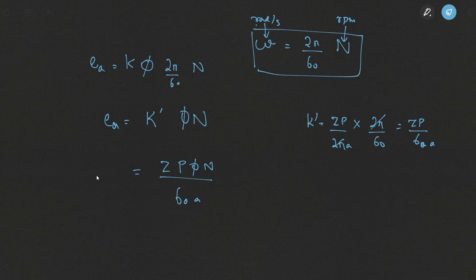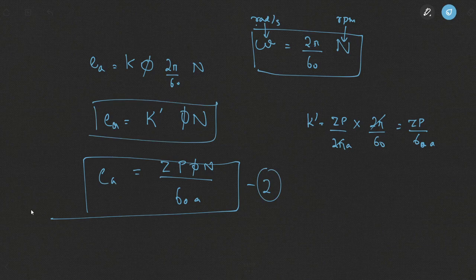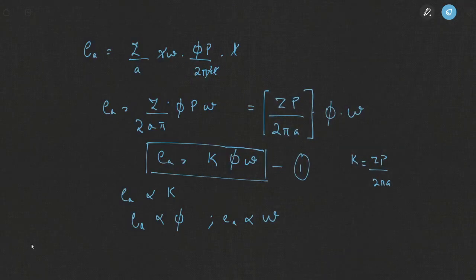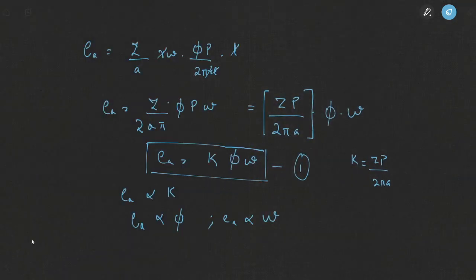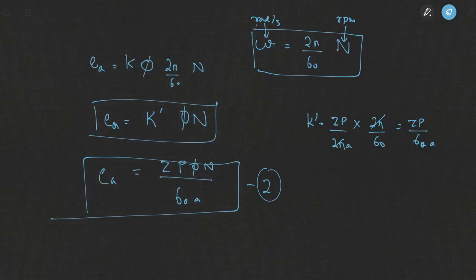So these are the equations that you can use for calculating induced EMF, induced voltage in a DC generator. You can make use of any of these equations depending upon what values you have been given. EA is equal to K phi omega, or EA is equal to K dash phi n, or in the expanded form it is ZP phi n by 60A, or phi Z omega P by 2 pi A. So this is your induced EMF voltage.